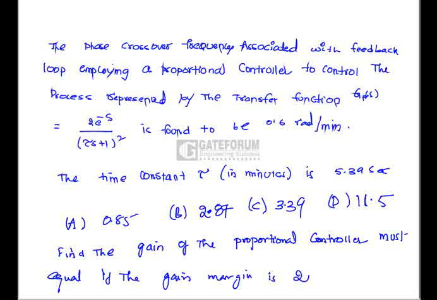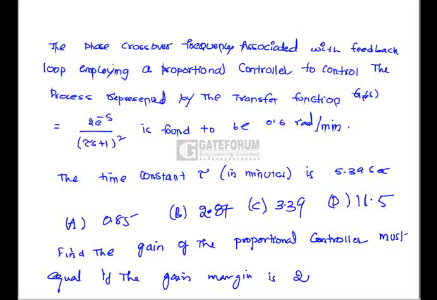The phase crossover frequency associated with the feedback loop employing a proportional controller to control the process represented by a transfer function Gp of s equals 2 e power minus s by (1 plus tau s) whole square is found to be 0.6 radians per minute. The time constant is given as 5.39 seconds. Find the gain of the proportional controller if the gain margin is 2.